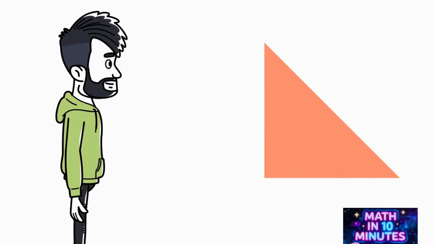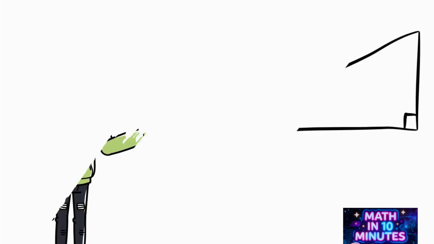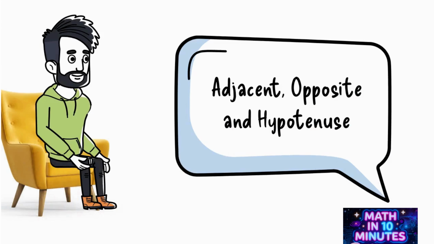We need to know that everything we say today counts only if we have right angle triangles, which means if we have a triangle that has exactly 90 degrees. Let us assume we have a triangle, a right angle triangle. One of the angles, the one in the left corner, is angle theta. So everything we say today will be based on that angle theta.